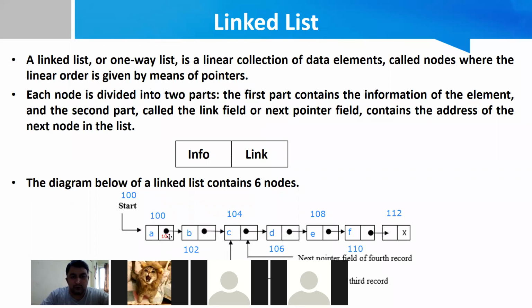Right, 102 will be stored here. That is the link for the next memory location, next node. Likewise, for each and every node, the link part will be the address of the next node. So in each and every node, there will be two values: one is information and the other is link. Information is the value which will be retrieved from the particular memory location, and link is the memory location which is connected to the next node.